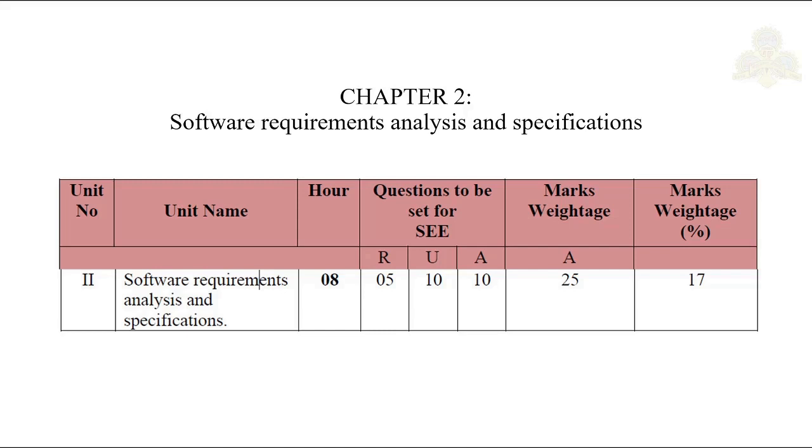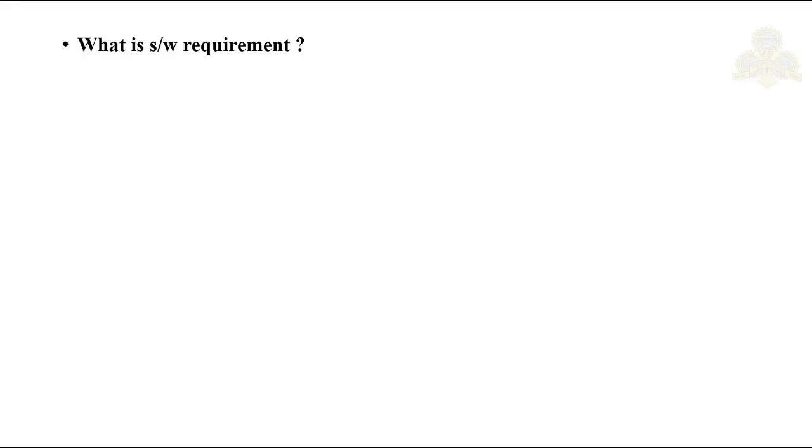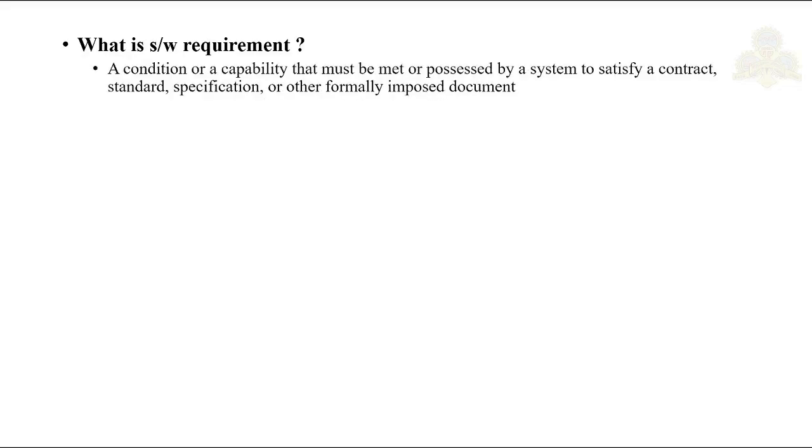So this is the marks split up. First we will see what is a software requirement, right? So what is it? This is the formal definition of it. A software requirement is a condition or a capability that must be met or possessed by a system to satisfy a contract, standard, specification, or other formally imposed document.